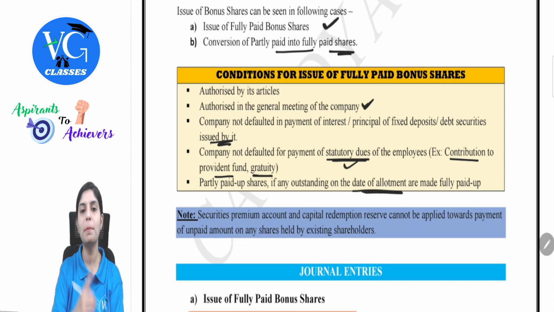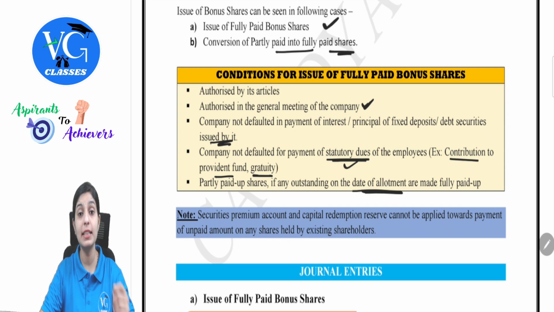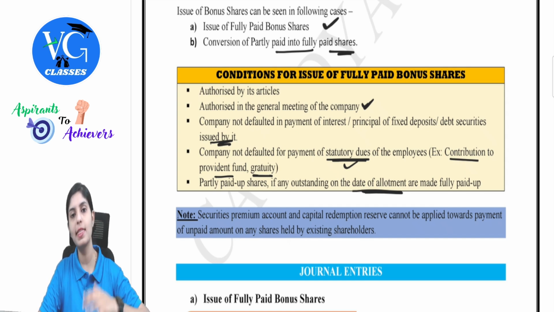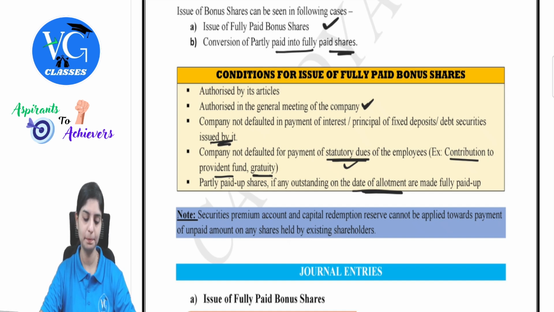See, because the prerequisite of issue of bonus shares is nothing but the shares should be first of all fully paid up. So if there are any partly paid shares, you first make sure they are fully paid up as on the date of allotment and then proceed with issue of bonus shares. I hope this is clear.